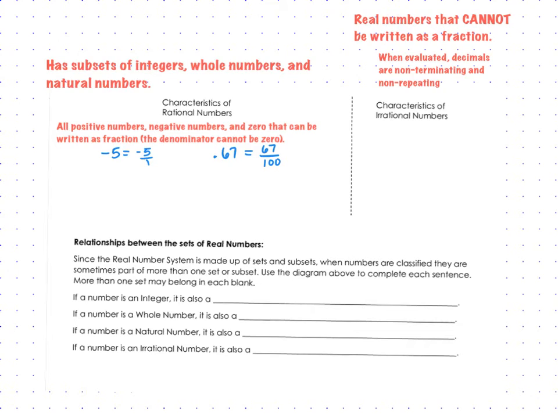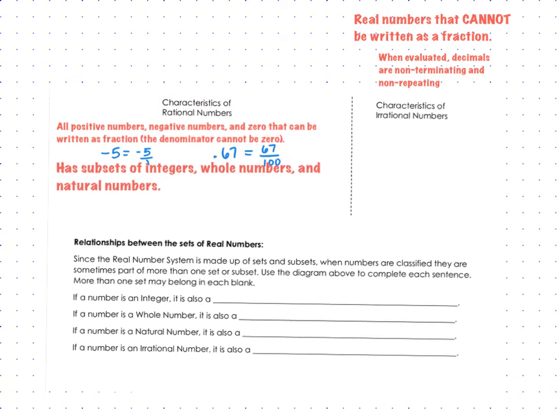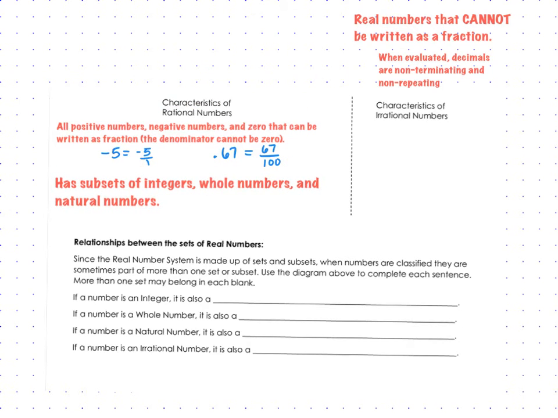And then another thing that's really important is that rational numbers have this subset of integers, whole numbers, and natural numbers. So remember, all of those groups are kind of inside of the rational number group. So what does that look like? That's why we had that Venn diagram. Here are our rational numbers. Inside you have the integers, inside you have the whole numbers, and inside of that you have your natural numbers. So all of those subsets are inside of the rational number group.